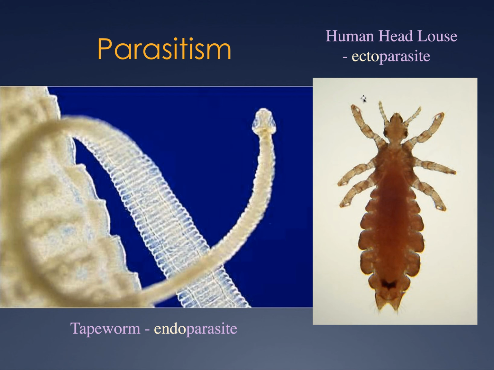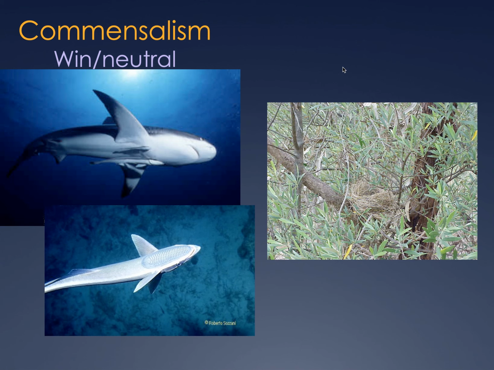Here's a parasite. Again, this is the win-lose symbiotic relationship. And that's a head lice. So this is what would cause head lice in us. And this little critter lives on us, and so it's called an ectoparasite. A leech would also be a type of an ectoparasite, as would ticks and fleas. Okay, so these are win-lose relationships.